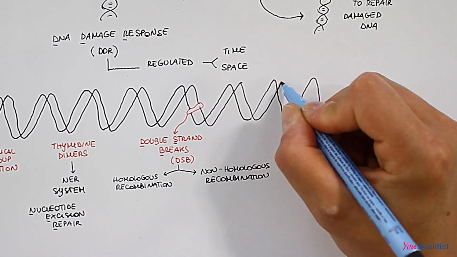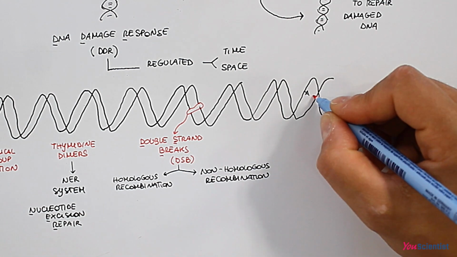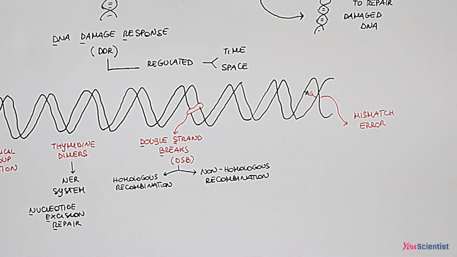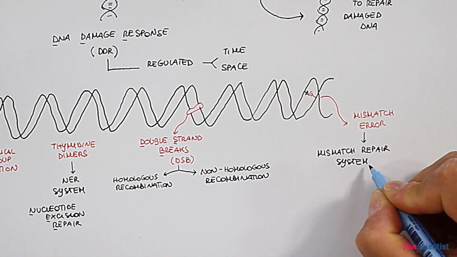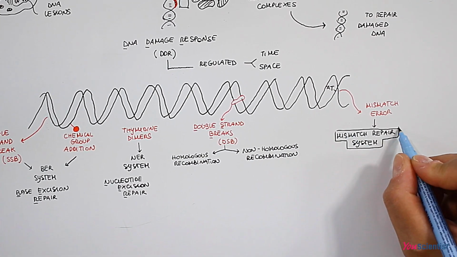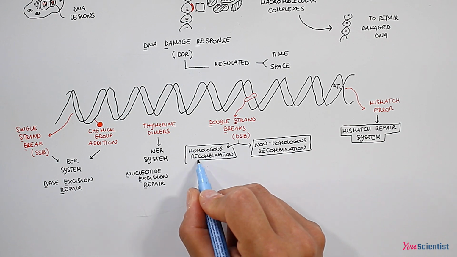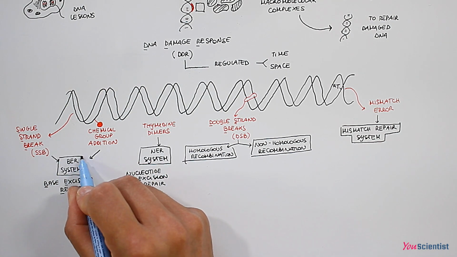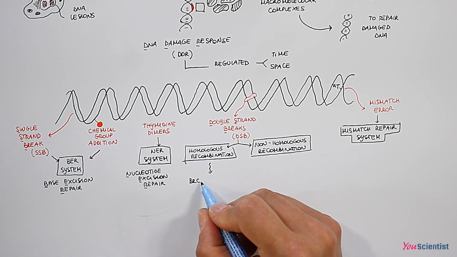Some errors in the nucleotide sequence could occur even during DNA replication. These errors are repaired by the mismatch repair system. These systems, as well as others, are important to preserve genome integrity. That means to keep the sequence stable over time.